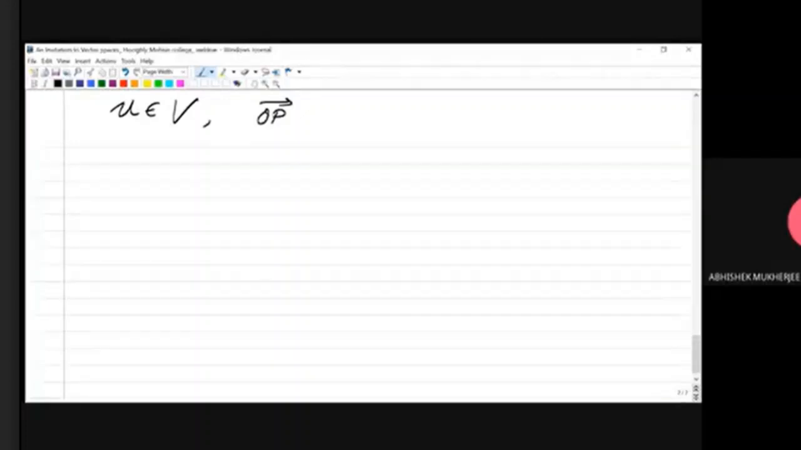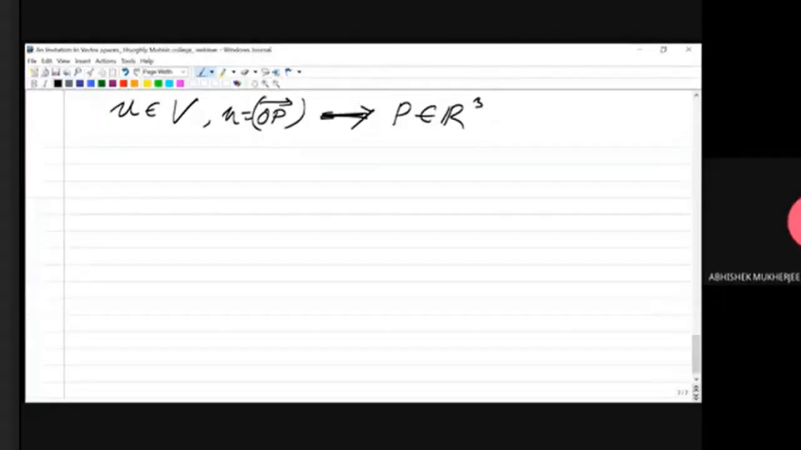And this localization will give you one point, that is P, right? So actually for each U, we are getting one unique point P in the space R3, okay? So this P is sitting in the space R3. So you are having an association between the set of vectors with the points of R3.